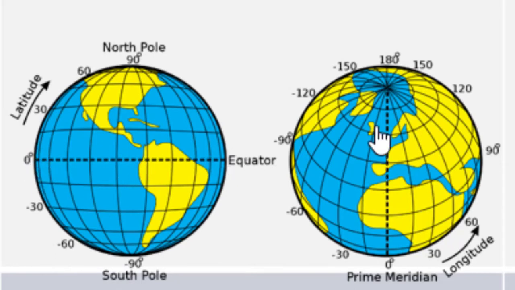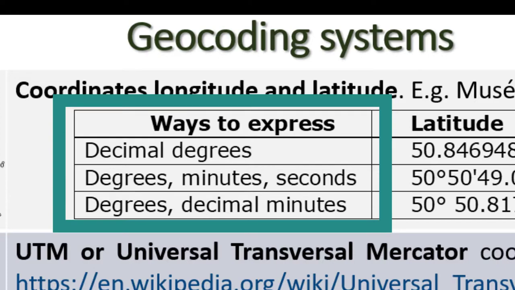Longitude is the angle between the Greenwich meridian, 0 meridian, and the east and west of it. There are 3 different ways to express longitude and latitude, either in decimal degrees, or in degrees, minutes, seconds, or in degrees and decimal minutes.